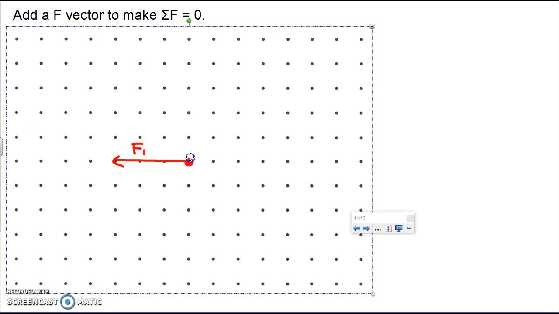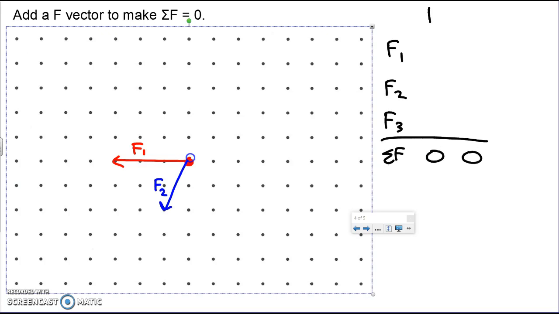Okay, so let's have our first vector be force vector 1, and it's going to be left 3. And let's have our second vector go down 2 and left 1. We'll call that one force 2. Okay, now your goal here is to add in force 3. So we're going to have force 1, force 2. You're going to try and figure out what force 3 should be so that the total force is 0 and 0.